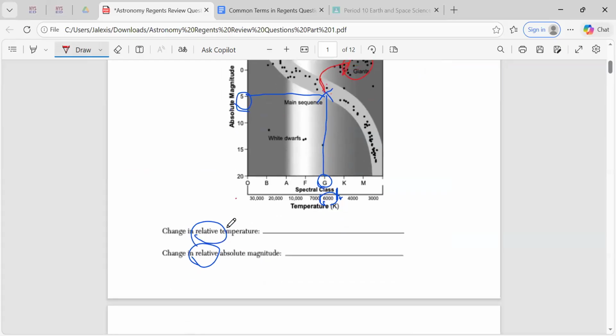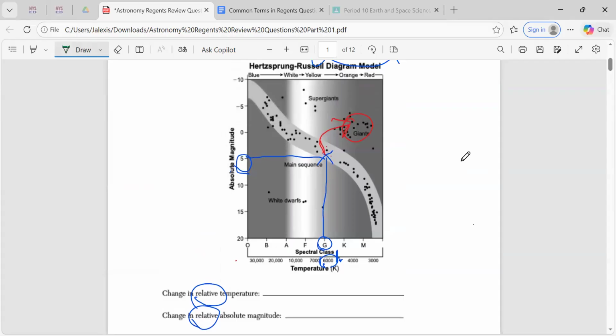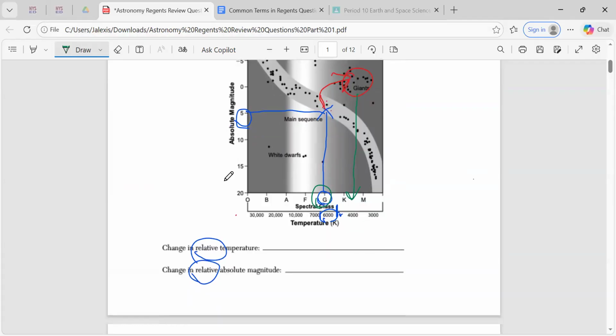So, how did my relative temperature change? Well, let's take a look. I went from a spectral class G star around 6,000 to a giant's temperature. What happened to the temperature? I now see that it's going to be around the 4,000 range. So one of the changes in temperature, going from around 5 to 6,000 to 4,000 or less, is that the temperature has decreased. All right.